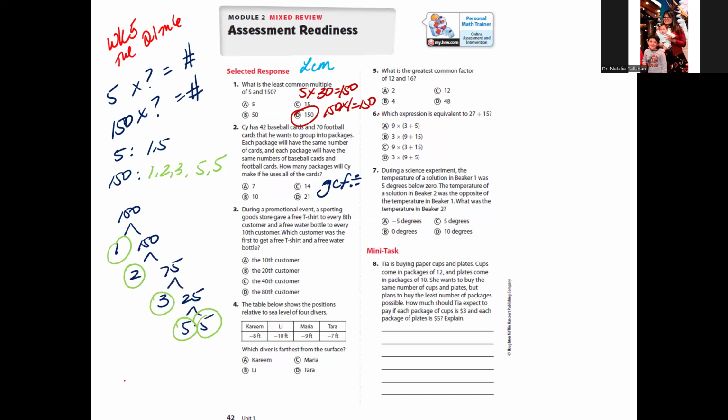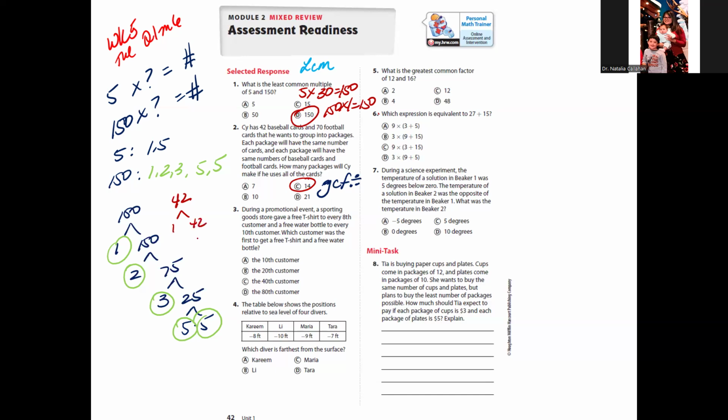14. Okay, are you sure? How do you know that? Because 14 times 3 equals 42, and 14 times 5 equals 70. Okay, another way of doing this, you do the prime factorization tree.